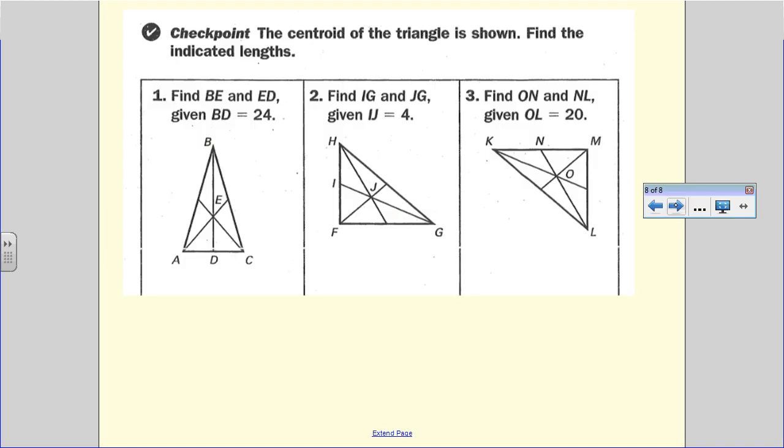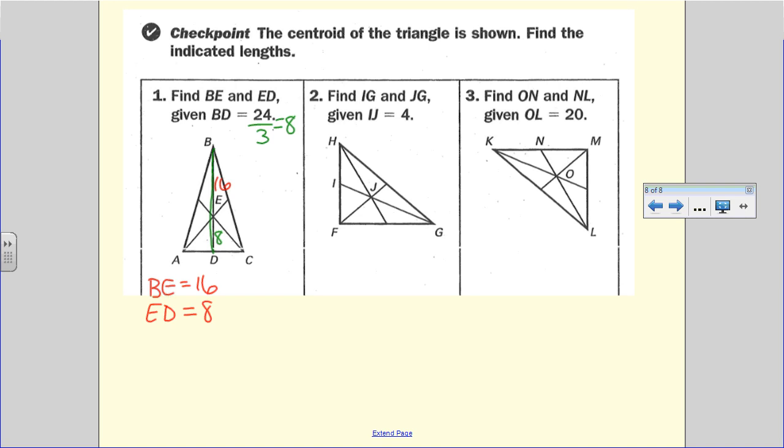So let's take a look at a couple of checkpoints here. Find BE and ED. So we know that BD, the whole segment, is 24. If I have the whole segment, that means I need to divide it into the two smaller parts. Remember, think of threes, so divide by 3. So the segment chunks are going to be 8. My small chunk is going to be 8. My larger segment needs to be twice that, so we get 16. So you do have to come down and label your answers for me. BE is equal to 16. ED is equal to 8. And I can double check with some mental math. 16 plus 8 does equal 24.